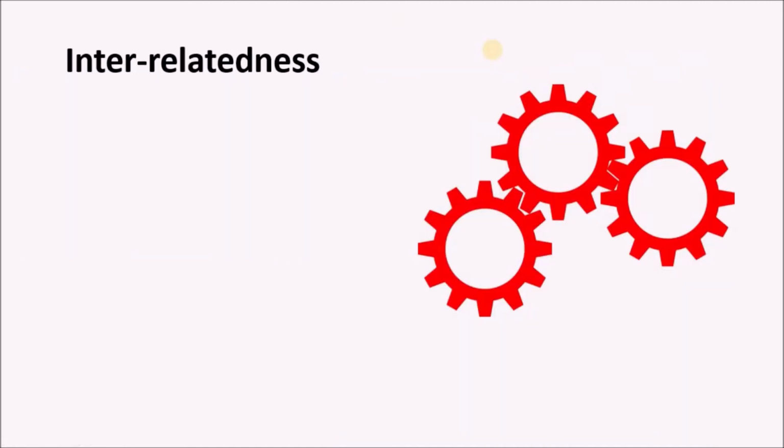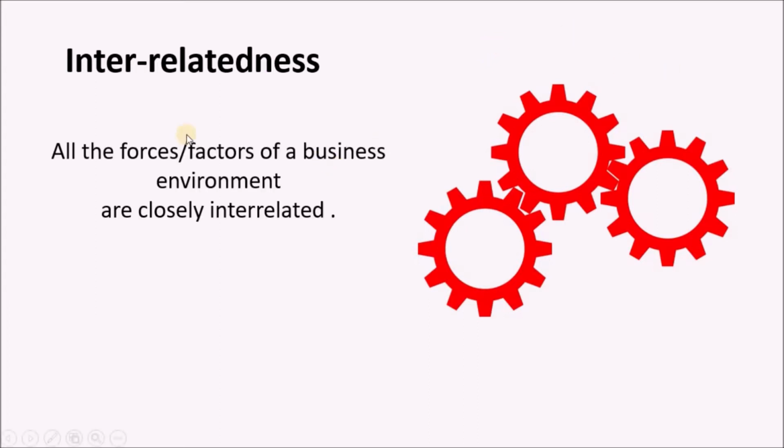Next is interrelatedness. So all the forces, like I told you, there is social environment, legal environment, technological environment, they all are interrelated, they are linked with each other. Change in one will have an effect on other. So these forces are interlinked to each other.